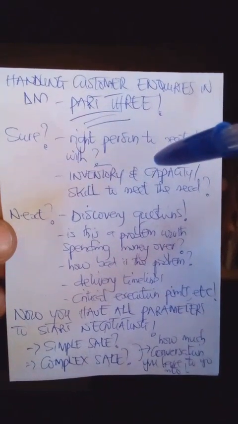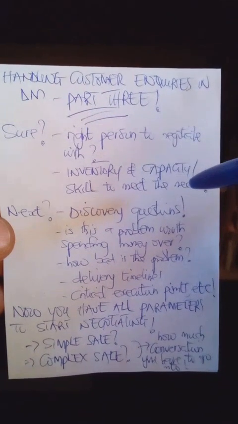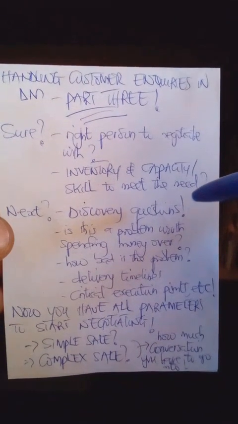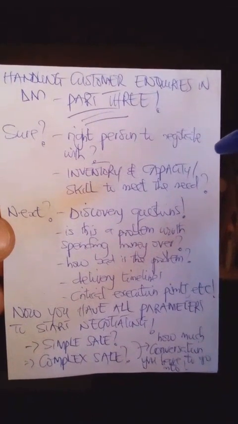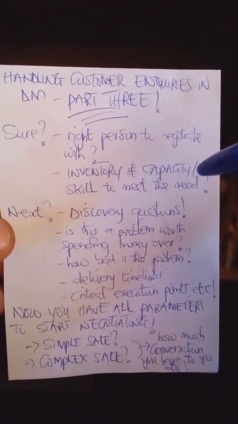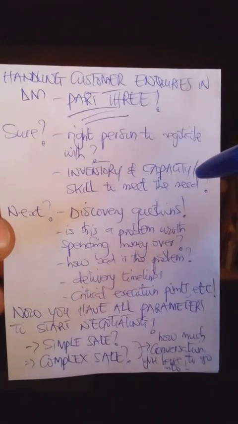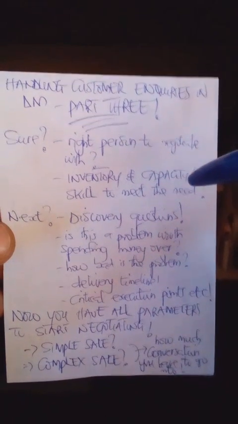And then we also ask all these questions to be sure that we have the inventory, or that we have the capacity or skill set to meet the needs that the person has. In the previous video, the example I gave was that of a wedding photographer. You want to be sure that they want the style of wedding photography that you're comfortable with, and the kind of retouching and all the other aesthetics, just to be sure that you can deliver.